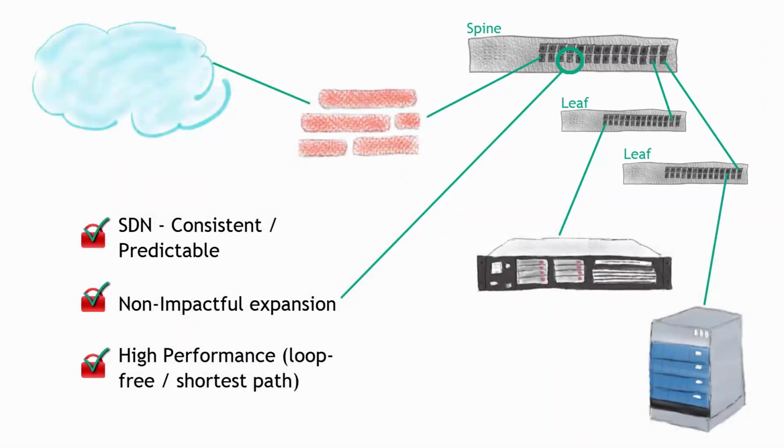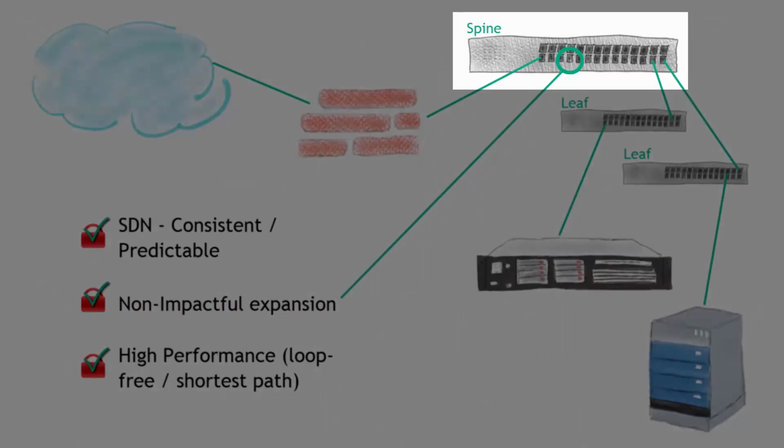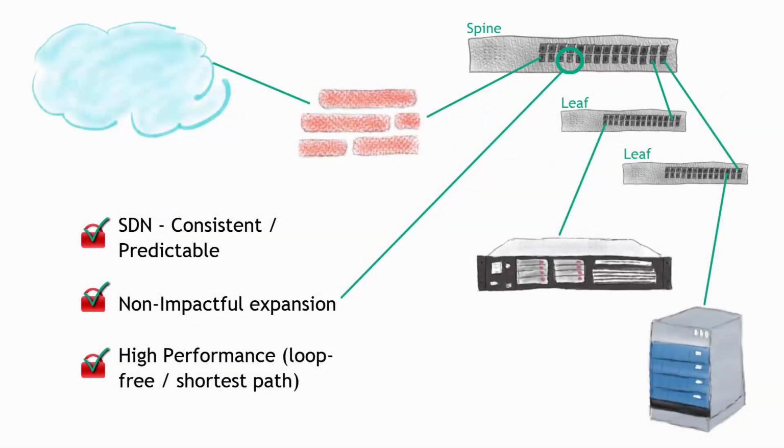High performance, you want to be able to, I'm sorry, I skipped non-impactful expansion. Let's talk about that first. In an ATO or a security baseline environment, expansion of components within that security baseline needs to be restricted to increase of capacity. And a leaf and spine network provides you with that increase of capacity without having to change out the switches and routers and things of that nature.